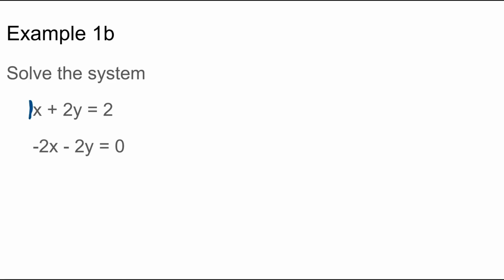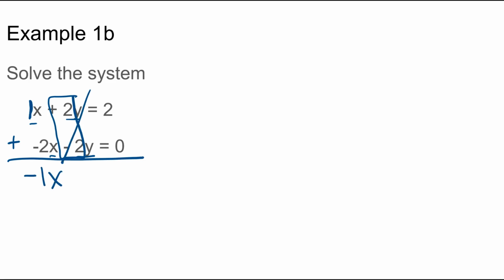I'm going to put a 1 on that. So these x coefficients do not match, but the y's do, and they are opposite sign. So we will add to eliminate. 1x minus 2x is -1x. 2 minus 2 is 0, and 2 plus 0 is 2. Divide both sides by -1. x is equal to -2.